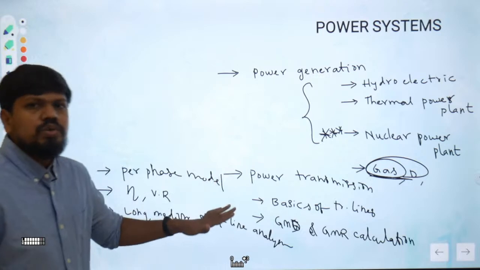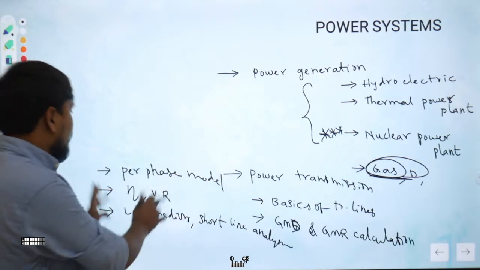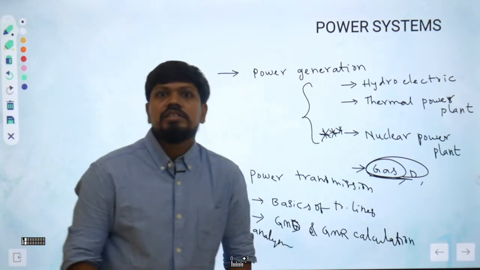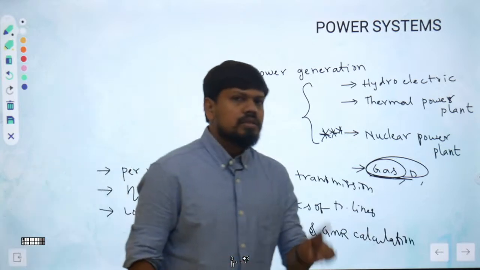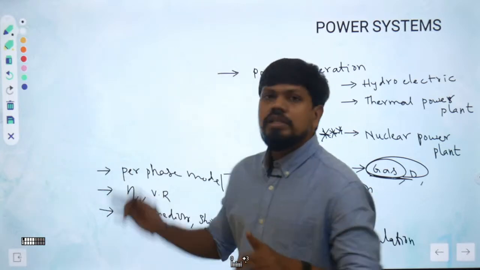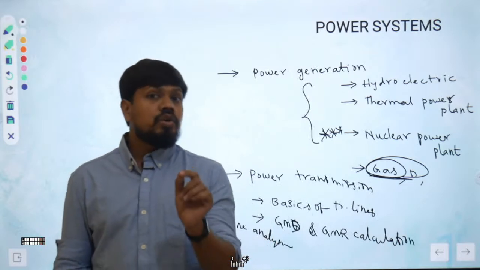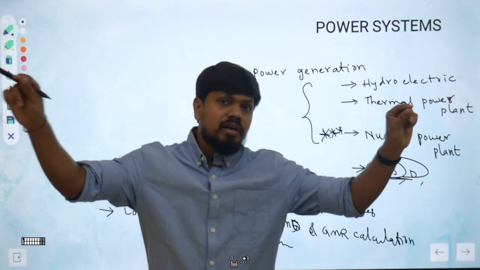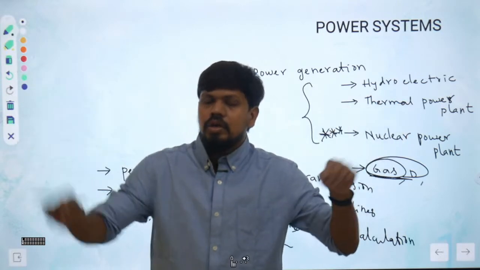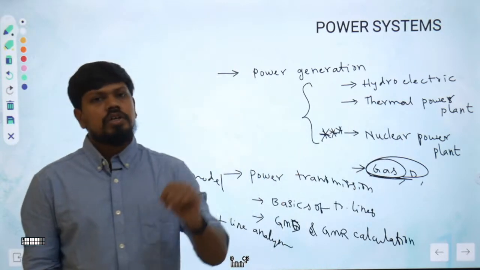But once you analyze the long line, medium line, and short line, we need to check efficiency and voltage regulation. So how can you check voltage regulation? We need to know what the line drop, the voltage drop in the transmission line, is. That we need to understand.